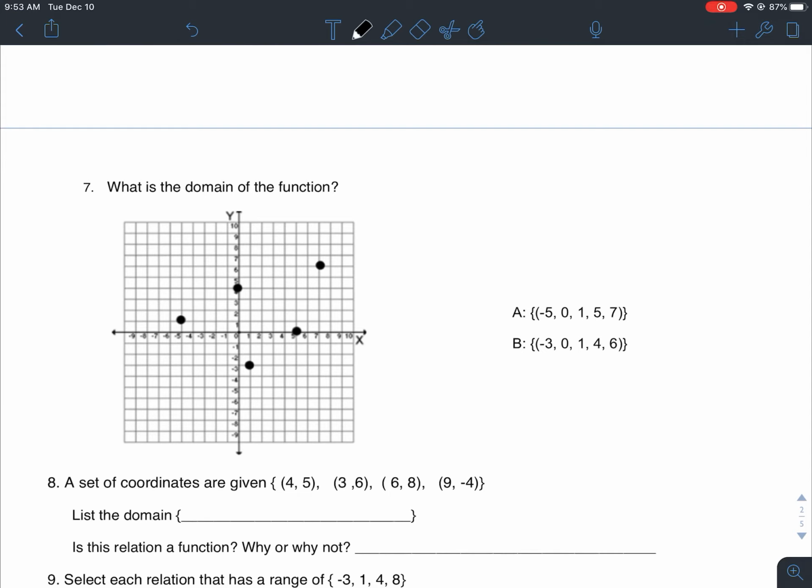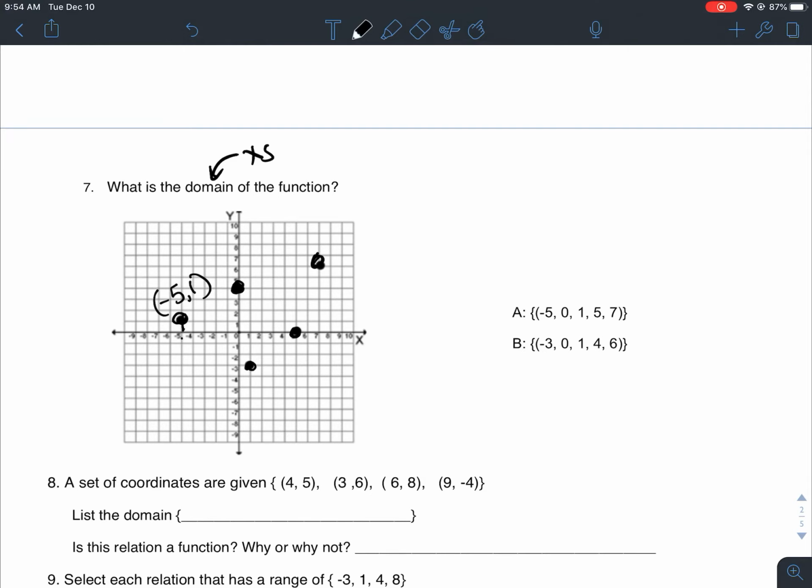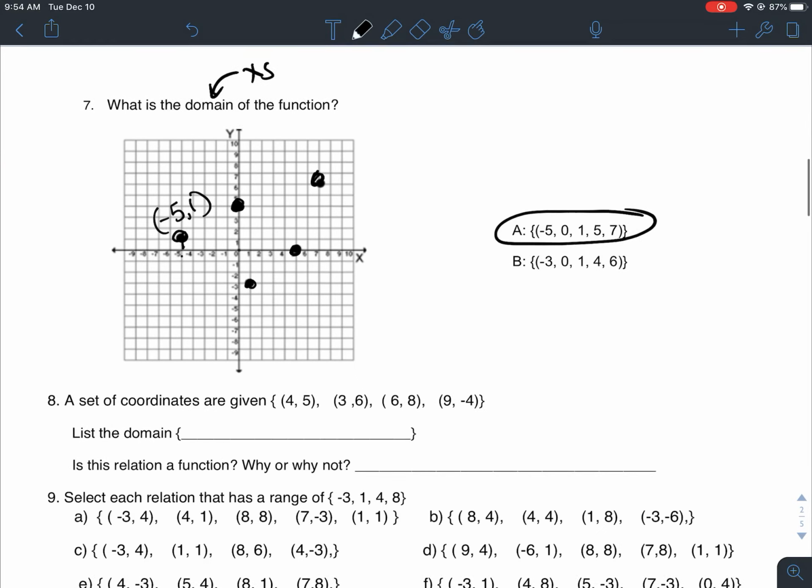All right, your domain, remember that these are your x's. So we're just going to look. You can list all of your points, like this point is -5, 1. Honestly, you can just look at the graph though too. So this one's at -5. This is 0, 1, 5, and then 7. So that would be A. B, I believe, is the range.